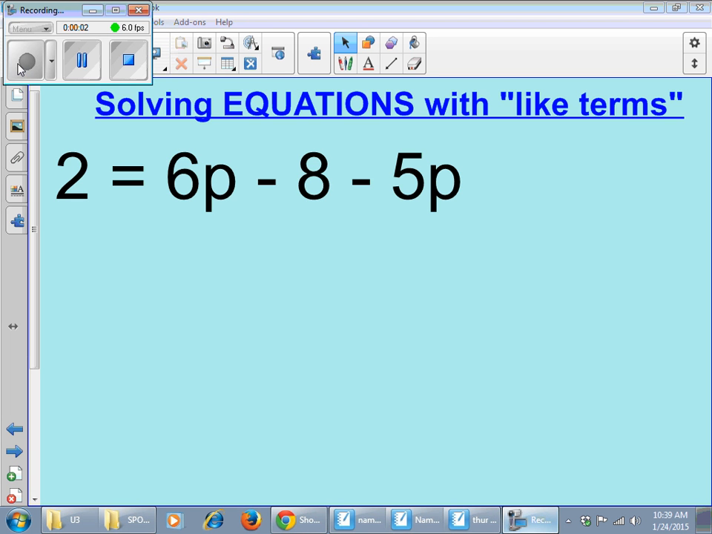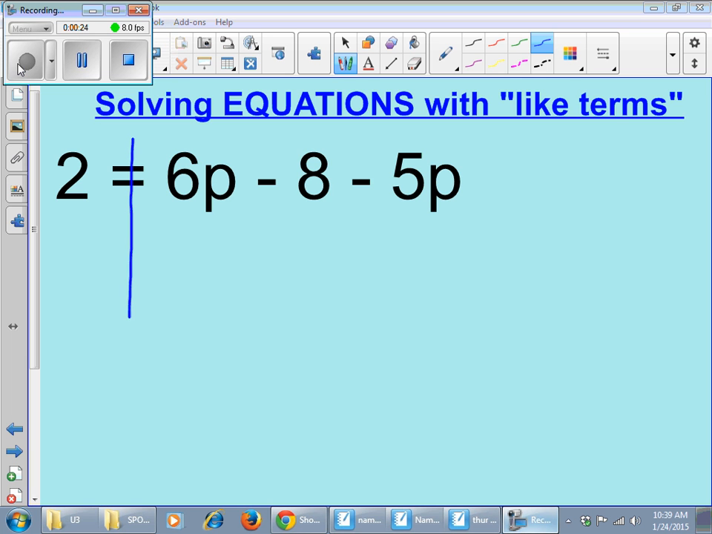Okay, so now we're going to take a look at solving equations that have like terms in them and solving equations that involve the distributive property. Before you watch this tutorial, I would suggest that you start off with the solving 1 and 2-step equations tutorial because it involves some of the basics that I might skip over in this one.